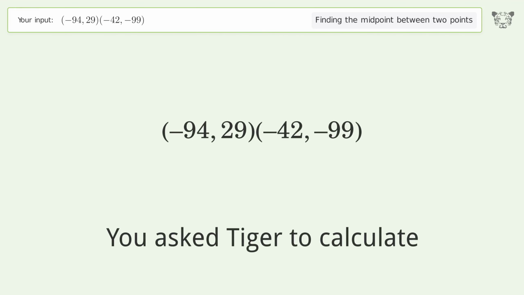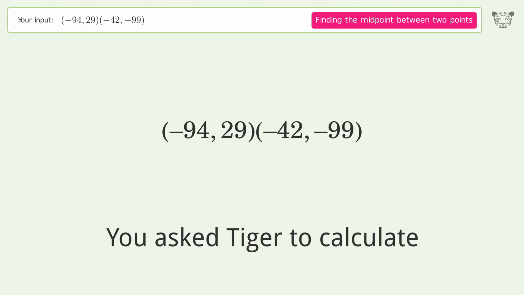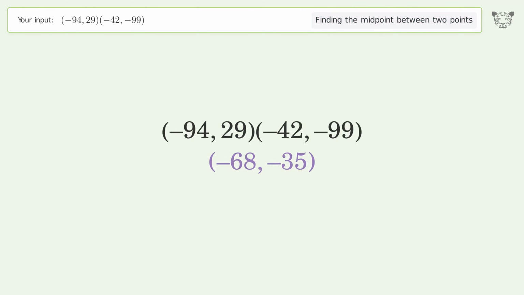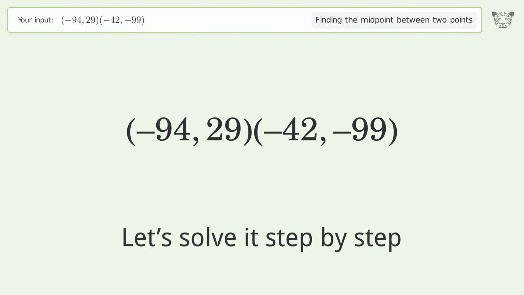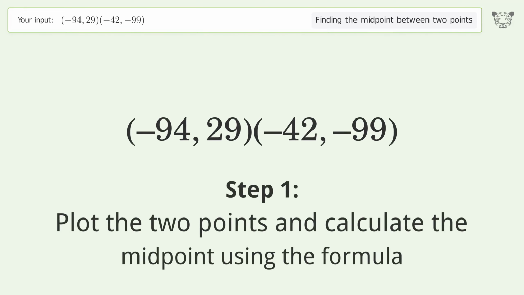You ask Tiger to calculate. This deals with finding the midpoint between 2 points. The midpoint between the 2 points is -68, -35. Let's solve it step by step. Plot the 2 points and calculate the midpoint using the formula.